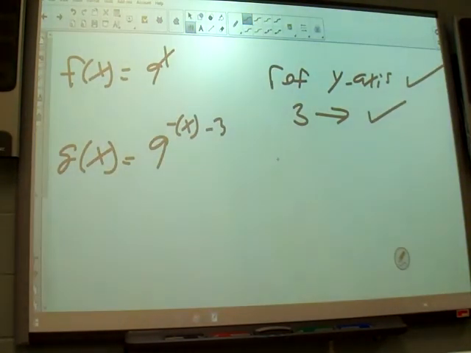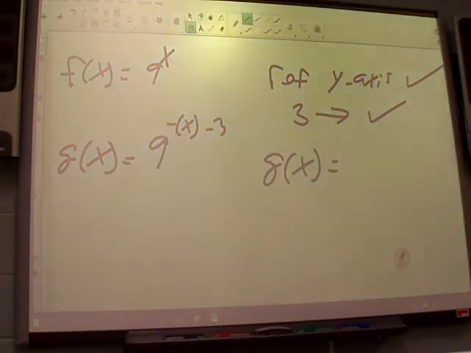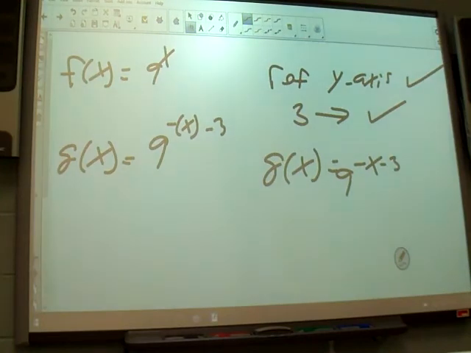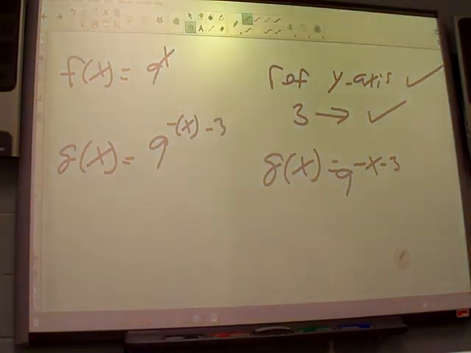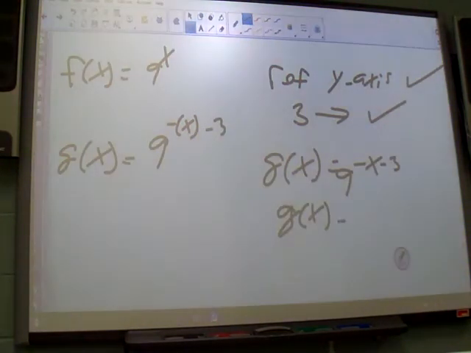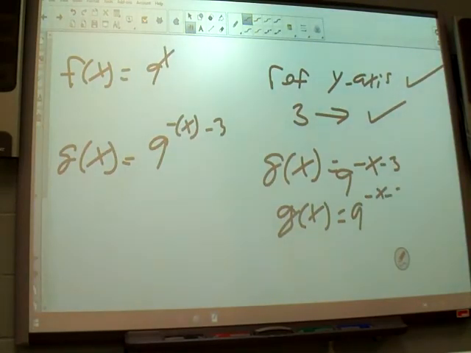But if I were doing this on a test, I would just write this. Oops, I forgot the 9. 9 to the negative x minus 3. There we go. That's how it would look.